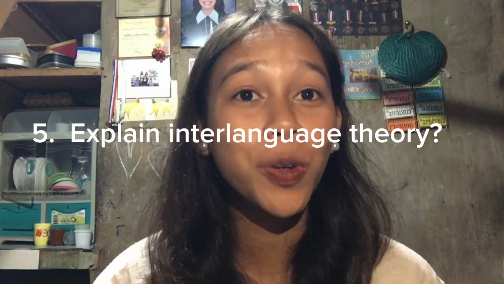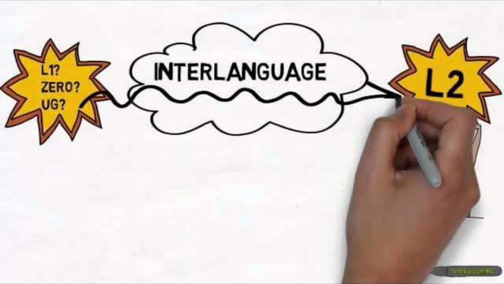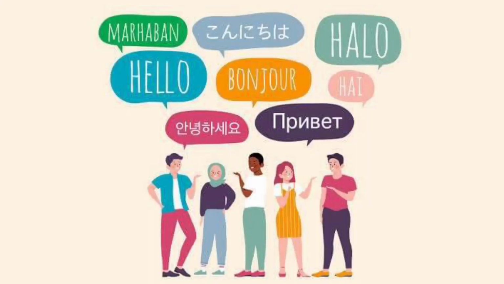Interlanguage theory proposes that second language learners develop a mental grammar system called interlanguage, which is a transitional stage between the learner's native language and the target language. Interlanguage represents the learner's linguistic system, which may contain elements from both the native language and the target language. When learners produce language in their interlanguage, it may differ from both their native language and the target language.